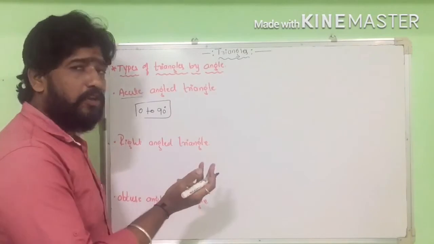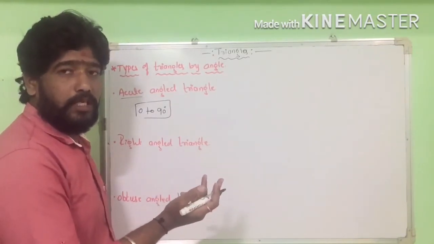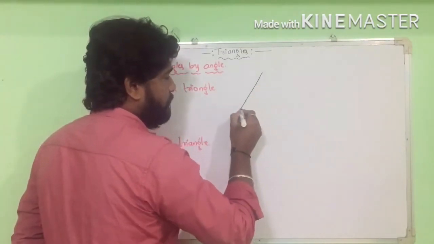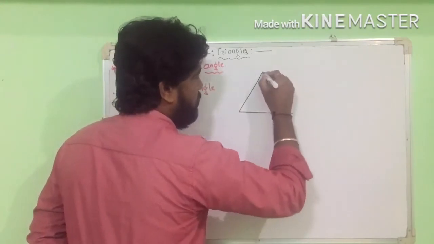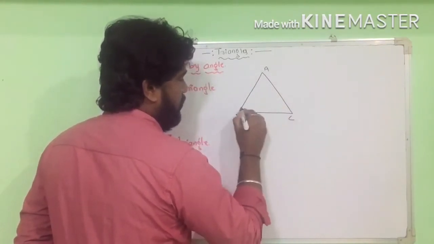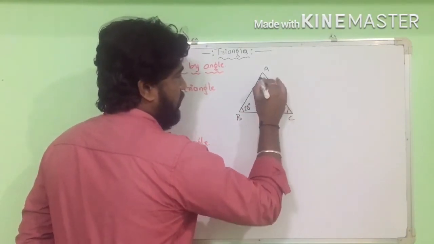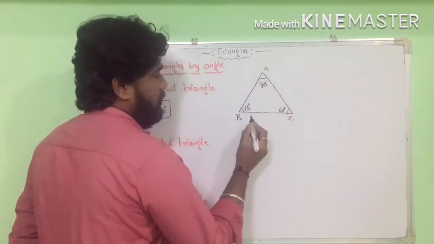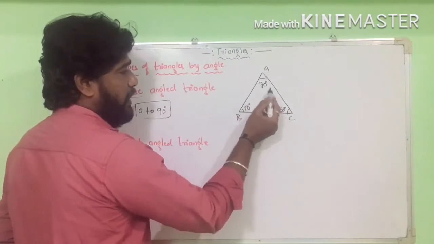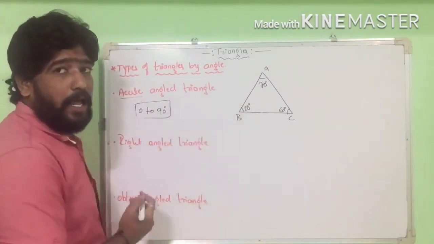So for example, an equilateral triangle. An equilateral triangle has all angles equal to 60 degrees. So 60 degrees is an acute angle. Another example here, triangle ABC. This angle is 50 degrees, this angle is 60 degrees and this angle is 70. So observe here, angles 50, 60, 70. These three angles are acute angles. So it is an acute angled triangle, right?